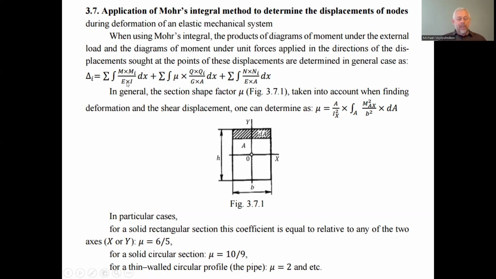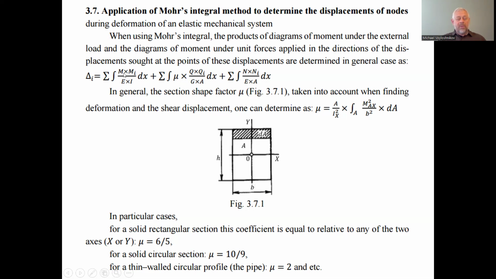The integrand is a fraction. In the numerator we have the product of diagrams of the bending moment: the bending moment of the external force action on the mechanical system, and the diagram of moments of the unit force action in the direction in which we would like to find the displacement.